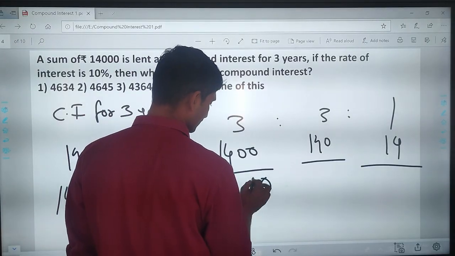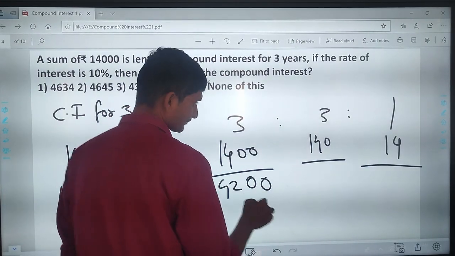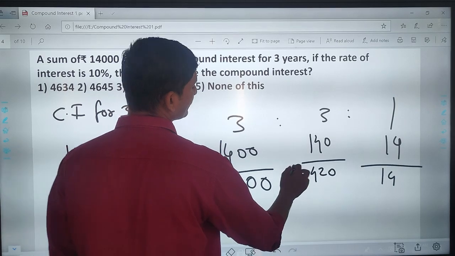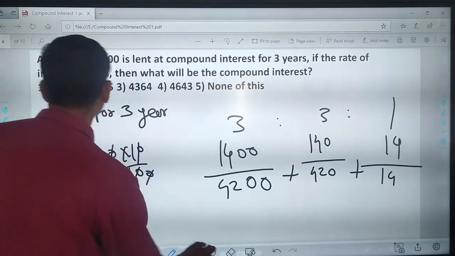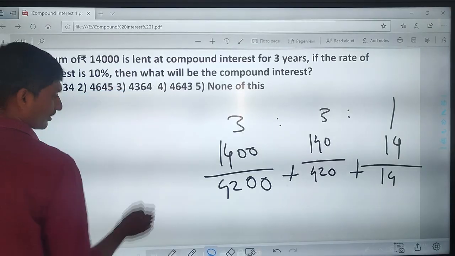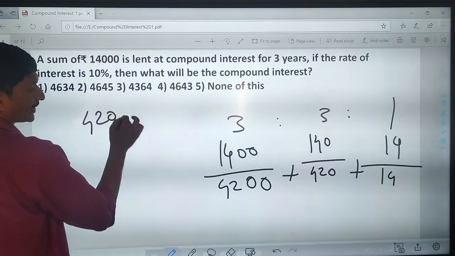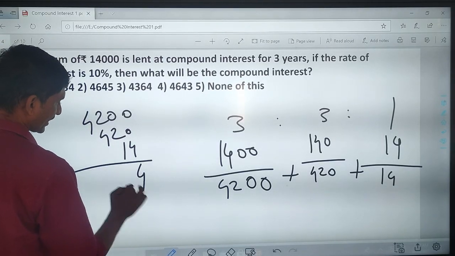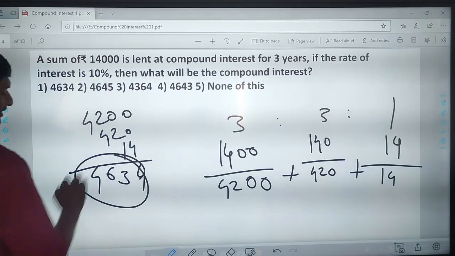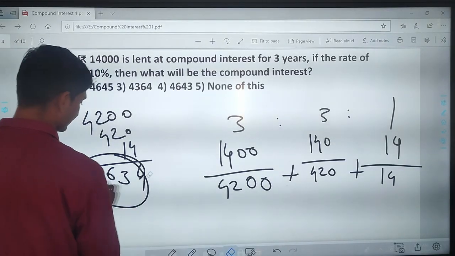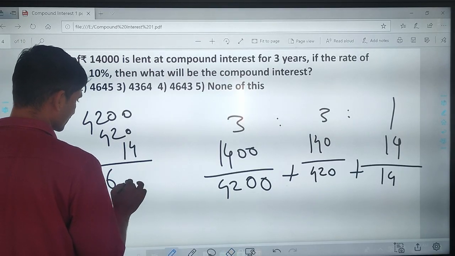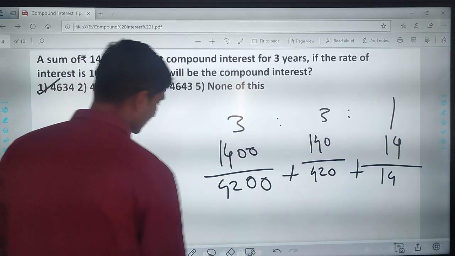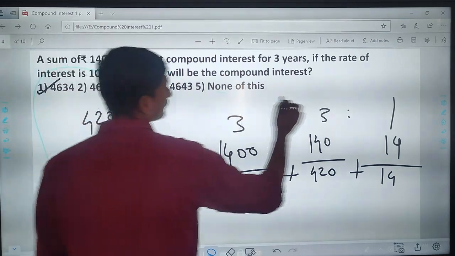Now we get the multiplication. Then we take the addition of these three values. Now here we add 4,200 plus 420 plus 14. Now your interest is 4,634.